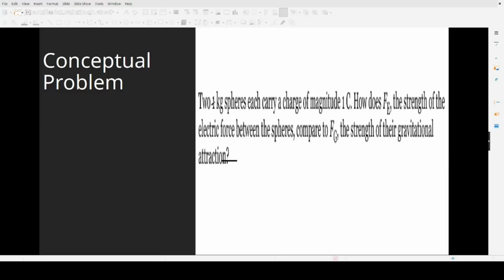Now, two 1 kilogram spheres each carry a charge of magnitude 1 Coulomb. How does the electric force compare to Fg, the strength of the gravitational attraction? How do the electric force and the gravitational force compare?